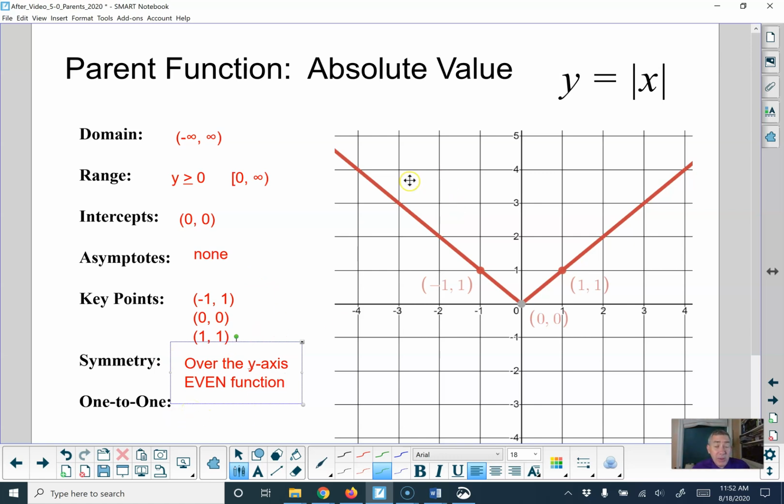It is not a one-to-one function because even though each x has one y, most of the y values have more than one x. So for y equals 1, x could be -1 or 1. For y equals 3, you could have x equals -3 or x equals 3. Either one of those would get you to the same y value. So it is not one-to-one.